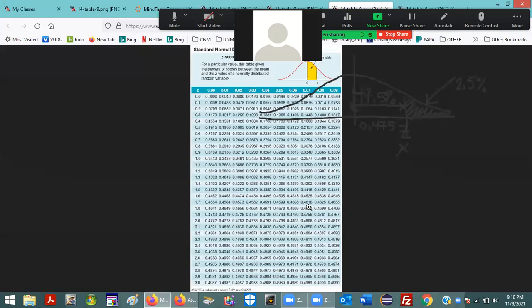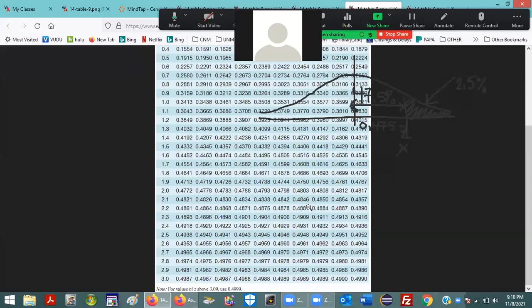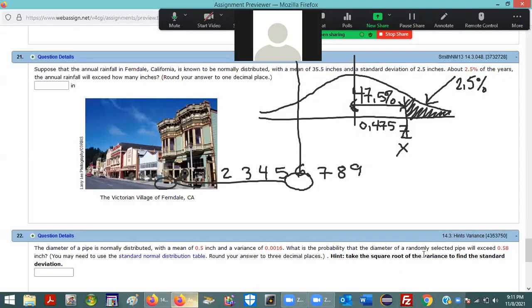So 475 in the body, we've got a clean one, 475 right there. So you go out to your edges, right? And you try to find your z-score, 1.9. And then this is column 0, 1, 2, 3, 4, 5, 6, 7, 8, 9. So we have an ending number of 6. So we have a z-score of 1.96, right? Here.